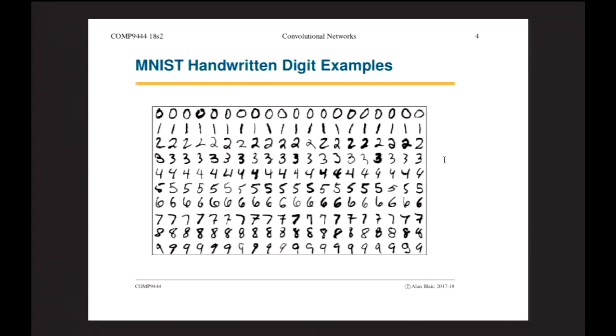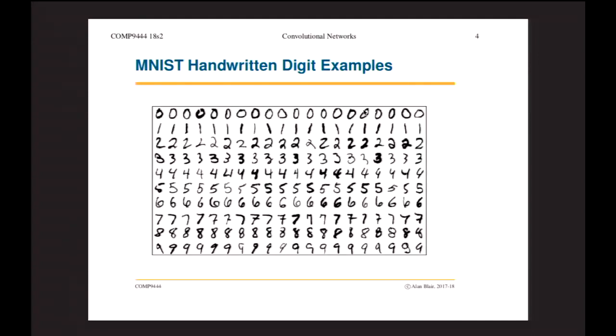So these are some examples from that data set. There's either 5,000 or 6,000 examples of each digit that's taken from people's writing on letters. And so the total data set is either 50 or 60,000. Sometimes people train on 50,000 and test on the other 10,000.